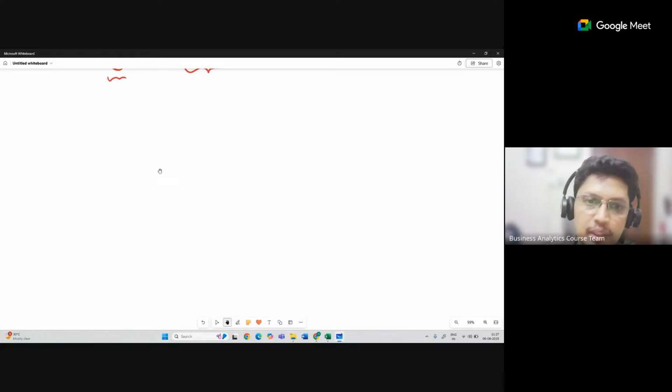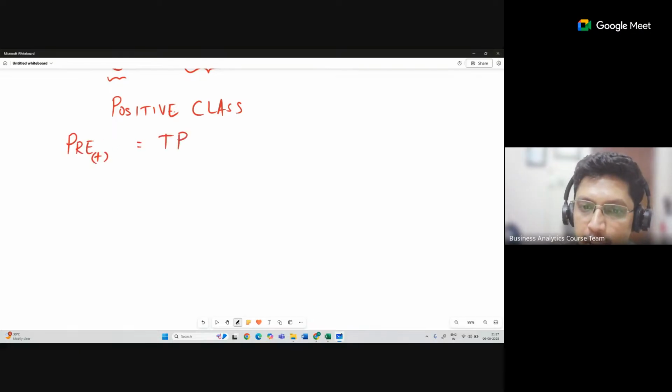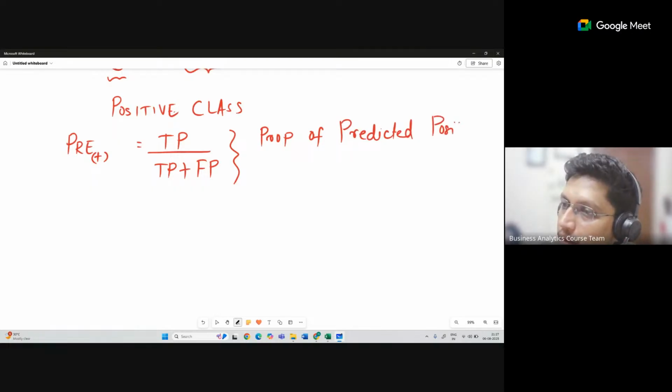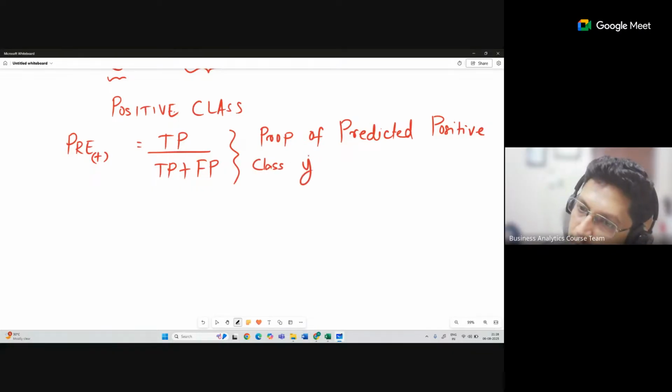Okay. So let's do it for the positive class alone. Let me write the formula again. Precision of the positive class is equal to TP by TP plus false positive. Let me also write the definition here. The proportion of predicted positive class, y is equal to 1, that are actually positive.